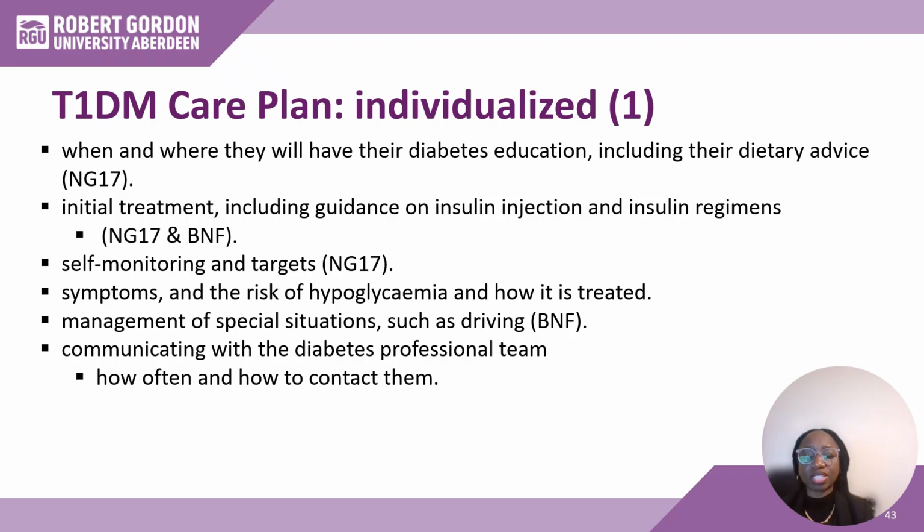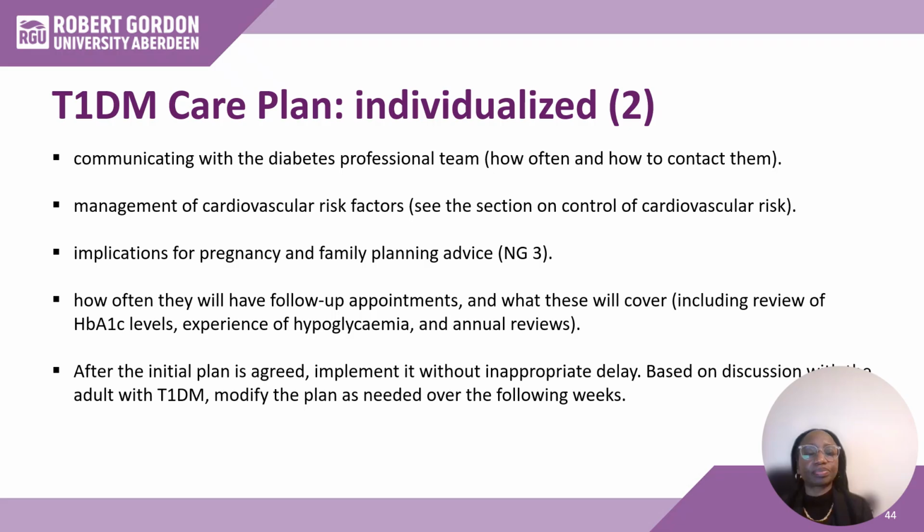NICE Guideline 17 and the BNF cover this quite extensively, and I would recommend that you have a look at them. There's also management of cardiovascular risk, so I'd recommend you look at the section on control of cardiovascular risk. There are implications for pregnancy and family planning advice, for women of childbearing age, and this is covered in NICE Guidance 3. How often will they have follow-up appointments, and what will these cover? This includes reviews of A1C levels, experience of hypoglycemia, and also annual reviews.